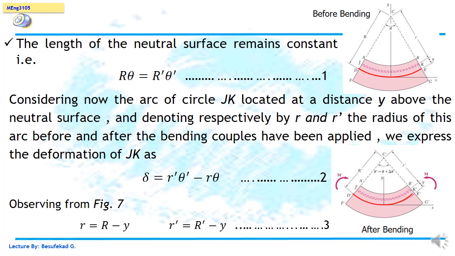Another thing you need to notice from the figure is that r plus y, the distance of arc JK from the center of curvature, should be equivalent to how much? Capital R is the distance to the neutral axis, and r is the point or the surface that we are considering, measured from the center of curvature. That's why we have R plus y.